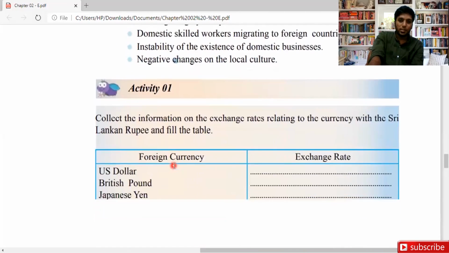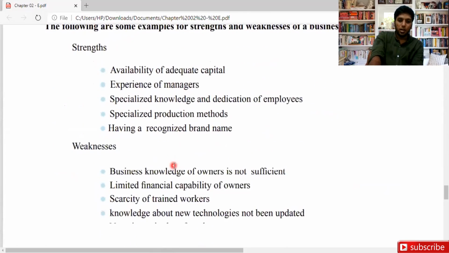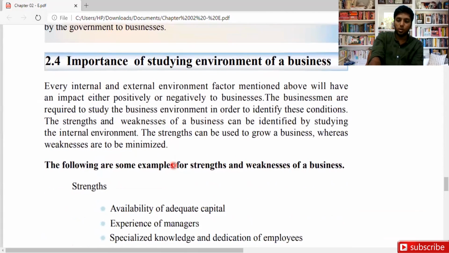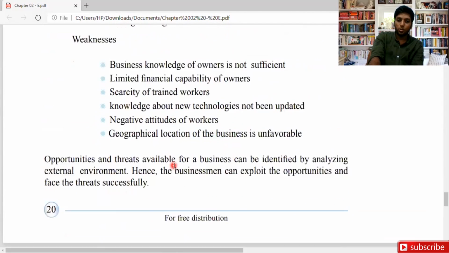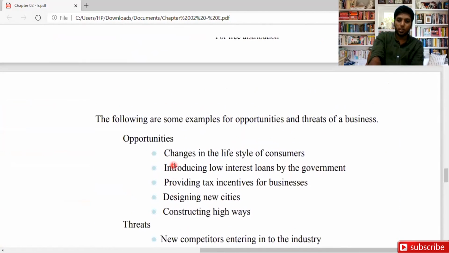So I hope you guys understood the global environment also. So let's move on to the last topic for today, which is SWOT analysis, which I already explained to you. Now you need to know the importance of strengths and weaknesses, and you need to know what the opportunities and what the strengths are. So that's what we are going to see.